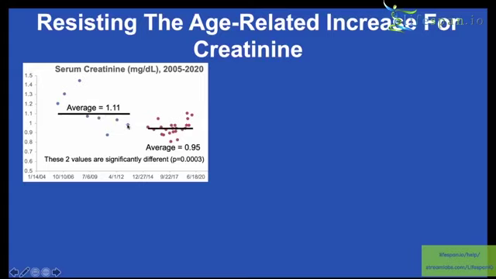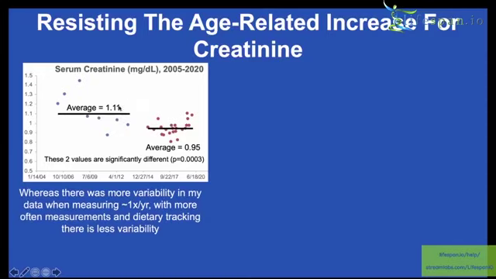Pre-tracking values for my diet, my average value over 8 measurements in my 30s was 1.11. And I've actually reduced that over the last 5 years, whereas creatinine, as I mentioned, increases during aging. And again, these two groups of data are significantly different. There was more variability in my data when I was tracking less often, just as another illustration of why more data is better. You can see the data is tighter, there's less range. And one component of that may be the dietary tracking too.